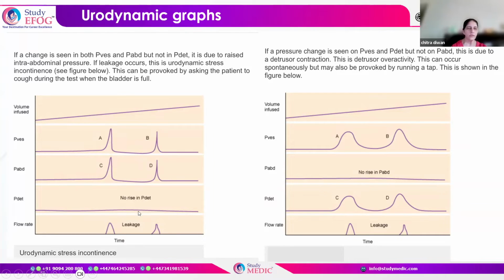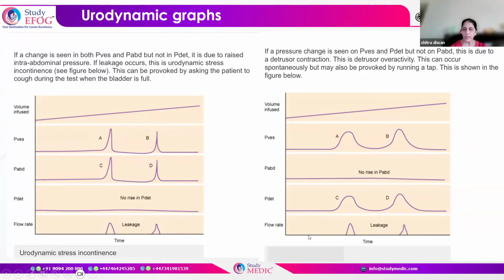So in urodynamic stress incontinence, remember, detrusor pressure is not rising. There is only a rise in abdominal pressure, there is a rise in the vesical pressure, and at the same time, you are getting a leak. So this is urodynamic stress incontinence.